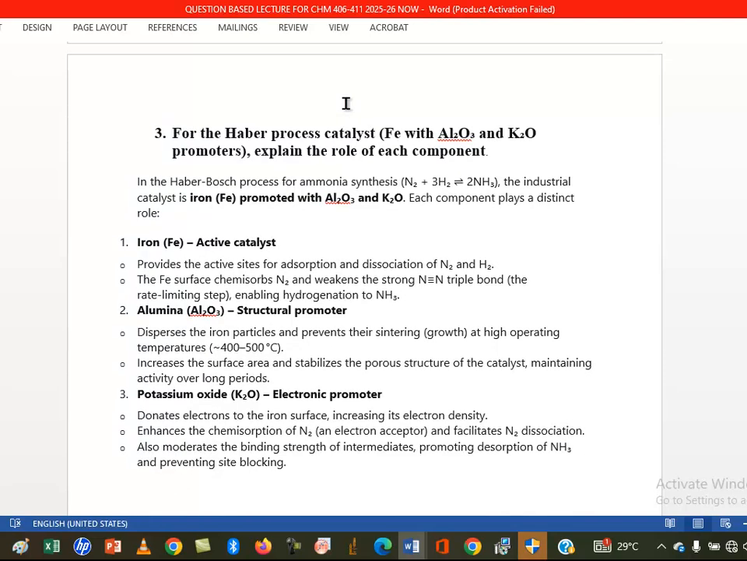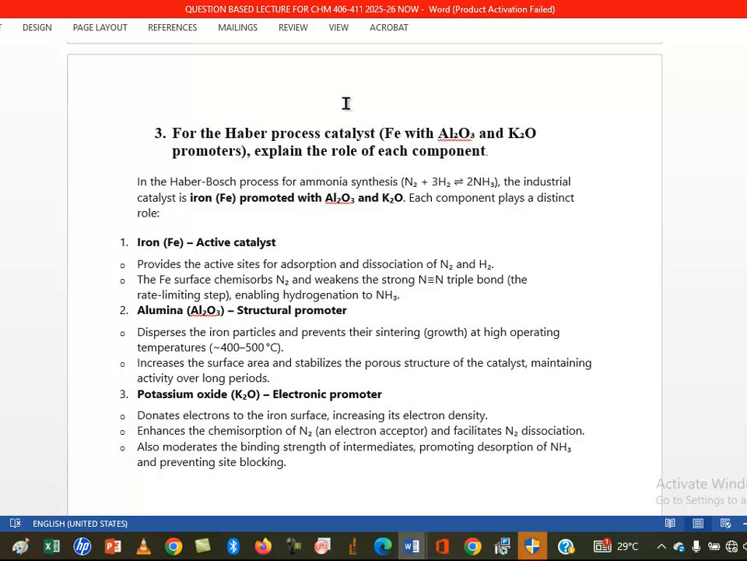Okay, now for the Haber process catalyst, that's question 3. Fe with alumina and K2O promoters. So explain the role of each component. Okay, now we know what the Haber process is about. That's N2 plus 3H2 gives 2 moles of ammonia. So it's an industrial process for synthesis of ammonia.